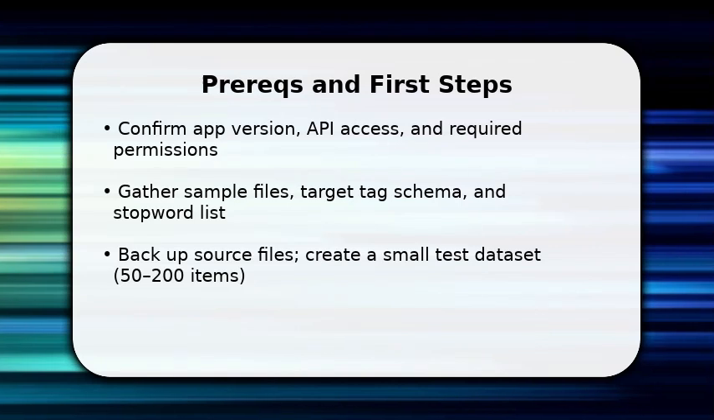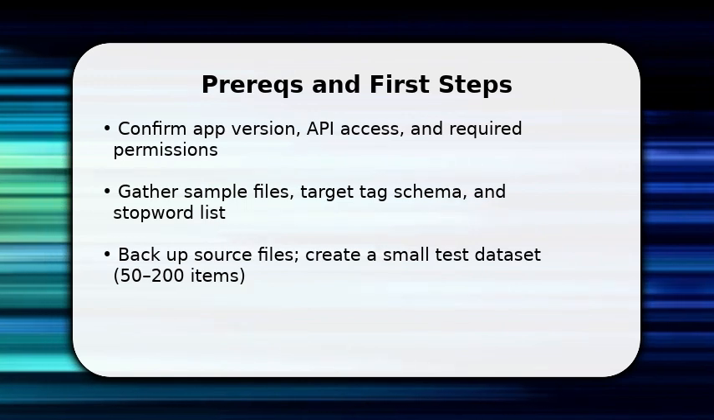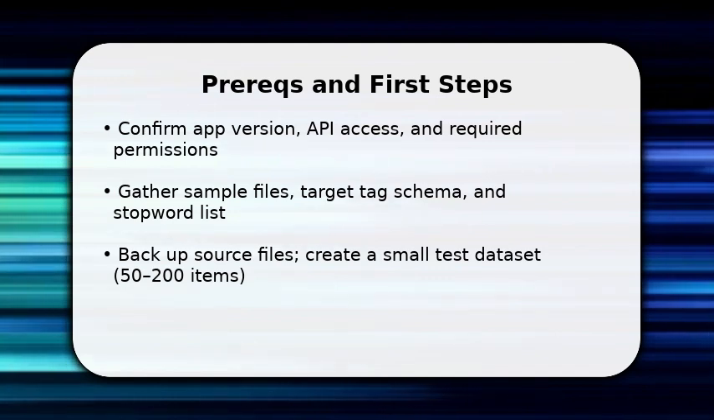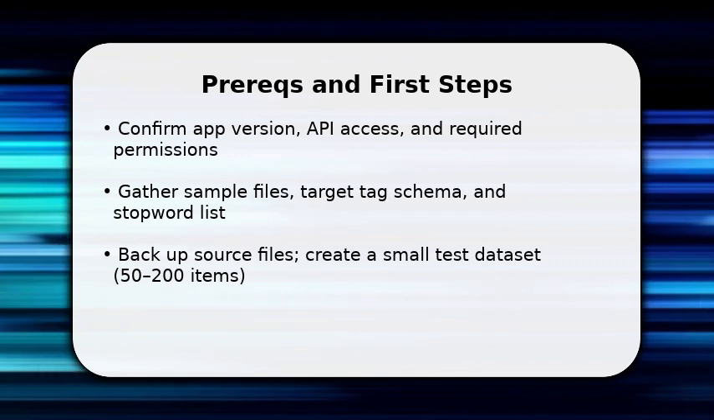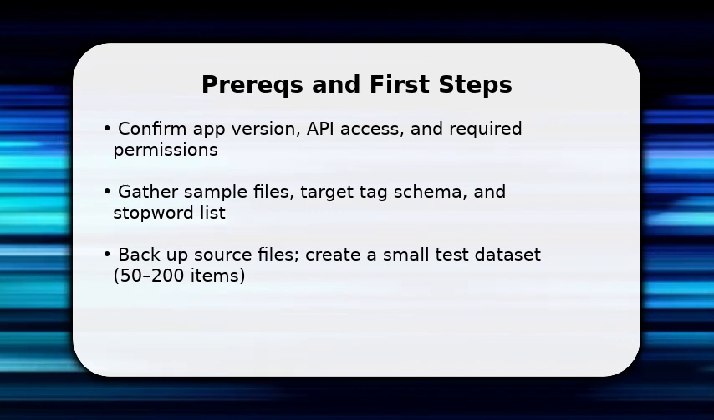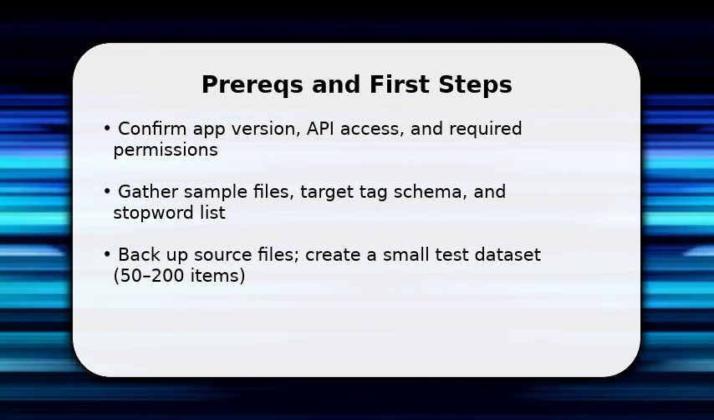Enjoy the video. You'll start by verifying prerequisites and taking the first actionable steps. Sign in with an account that has tagging and API privileges, then open the automatic tag editor. Once done, load a small test dataset of 50 to 200 items so you can iterate quickly without affecting production. Next, import your target tag schema and stop word list so the editor knows which labels to prefer or ignore. This immediate setup prevents later rework and gives you a controlled environment to test tag generation.